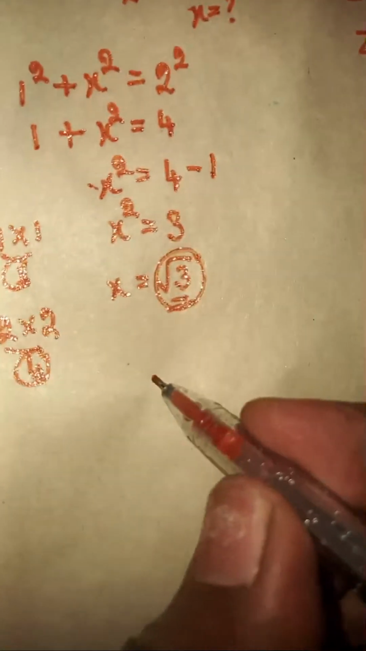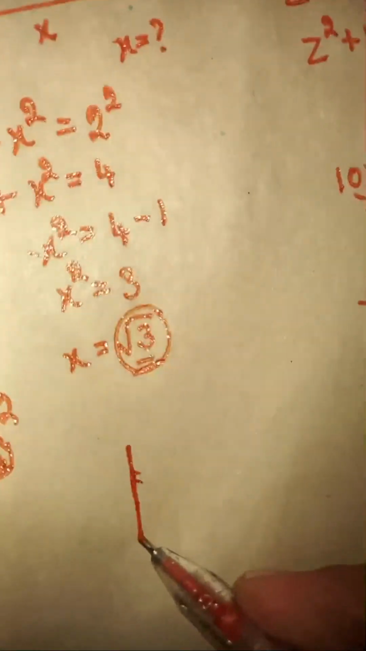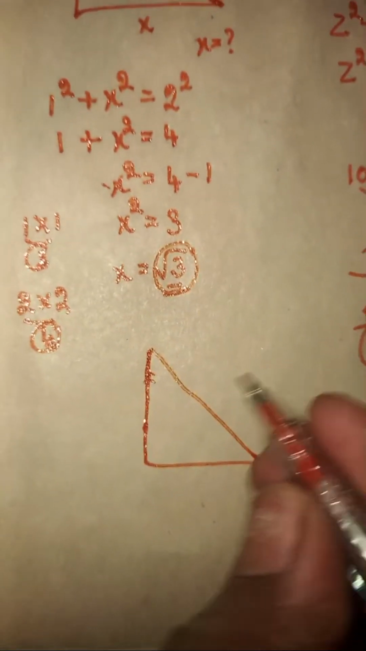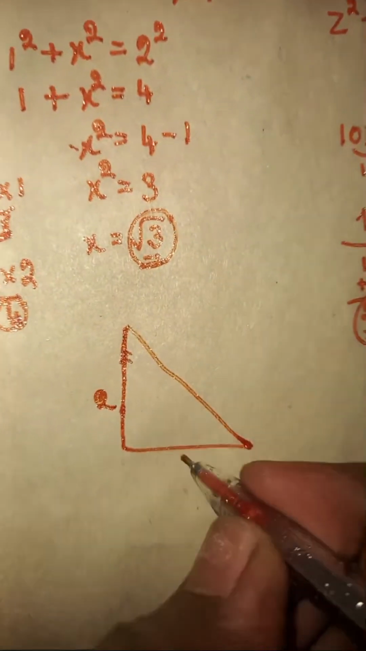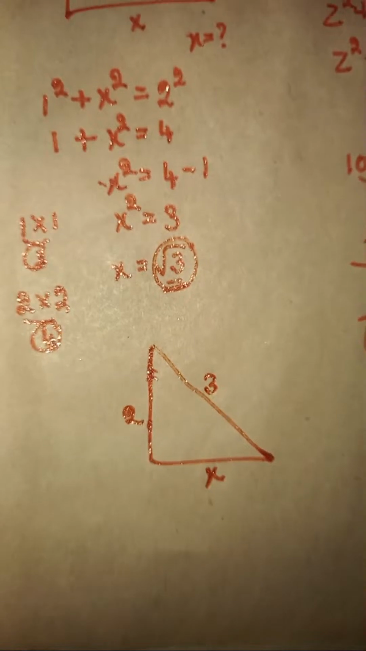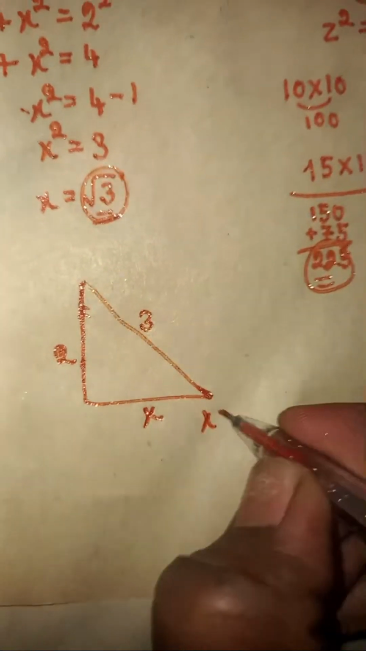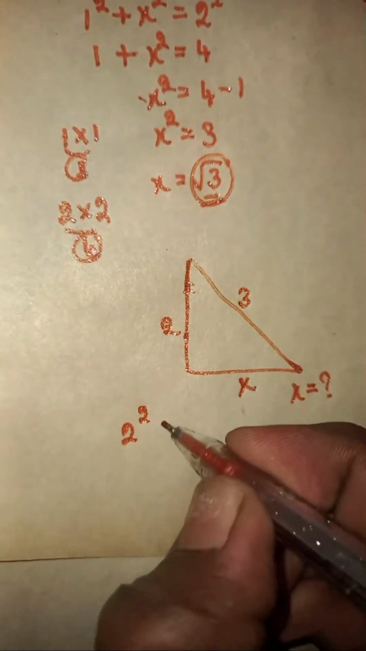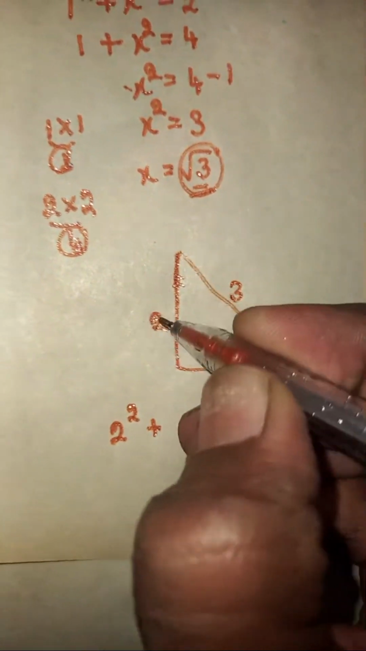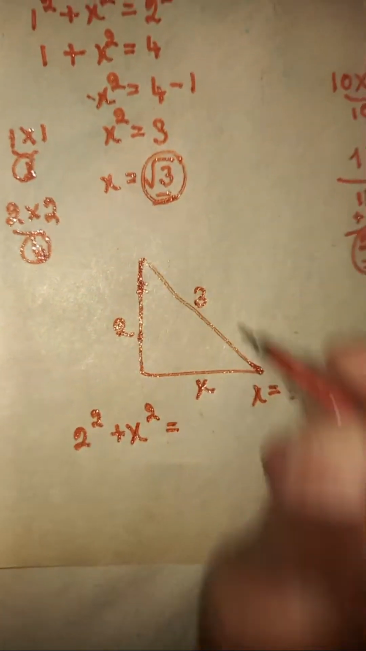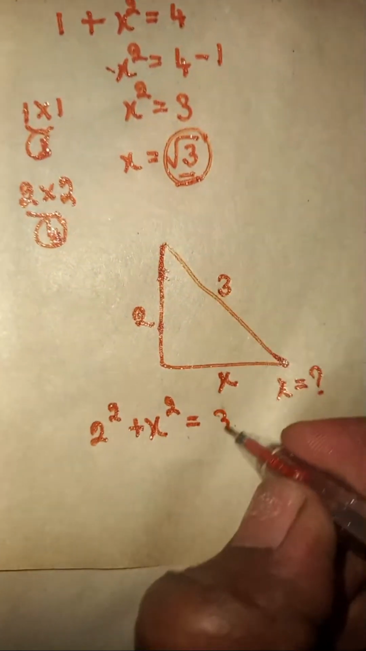Let's take the final one. Here they are giving one more triangle, and in this triangle they are giving this side length as 2 units, and this side length as x units, and this side length as 3 units. Now you need to find out what is x. You can do it in the same way. It is 2 square plus this side length square, which is x square, equal to hypotenuse square, which is 3 square.